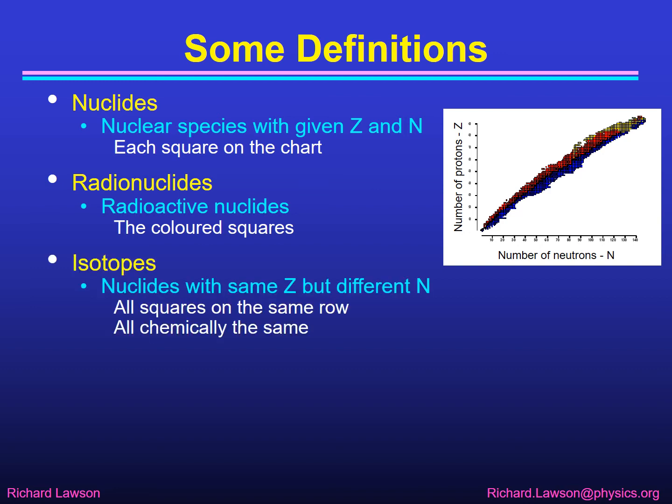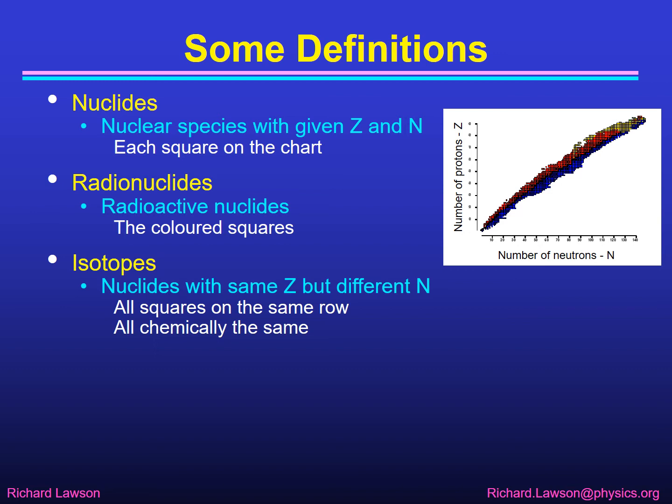Isotopes has a slightly different meaning. It means the same number of protons. So nuclides with the same Z but different N have the same number of protons but different numbers of neutrons. So everything on one row across this chart is an isotope. It has the same number of protons.